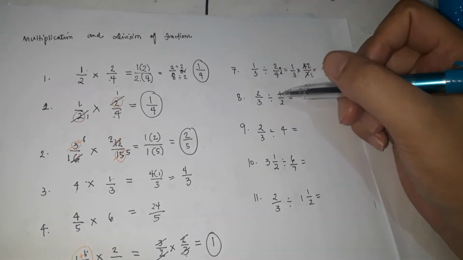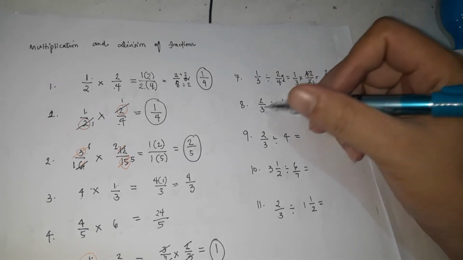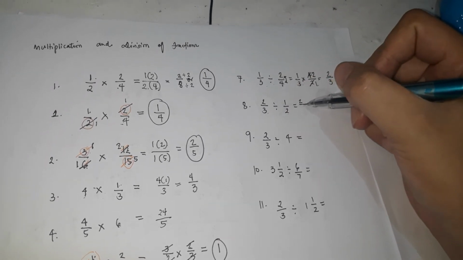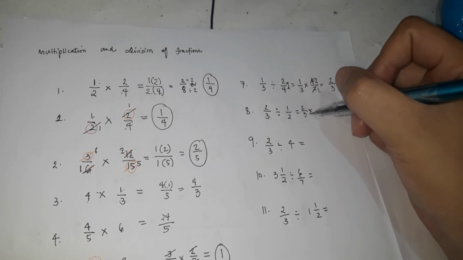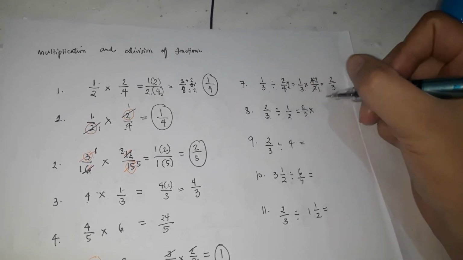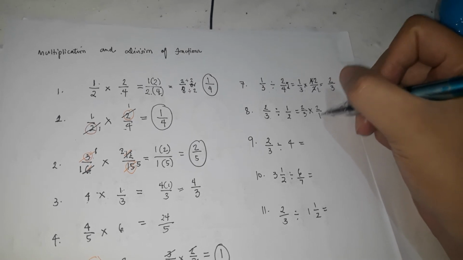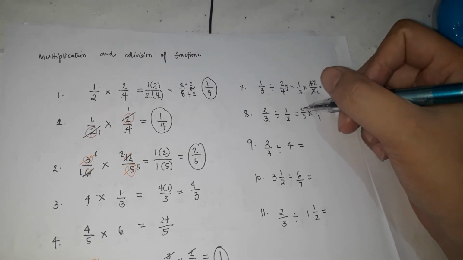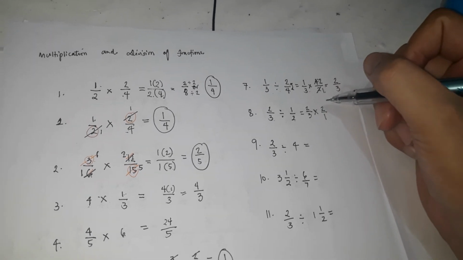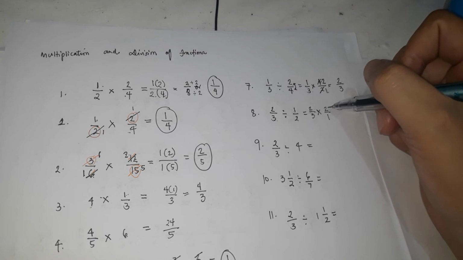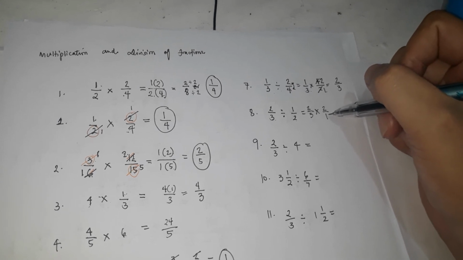Next, 2/3, i-divide mo by 1/2. So, copy yung una. Ang division magiging times. Ang 1 over 2 magiging 2 over 1. Pwede mo bakang makancel si 2 at saka si 2? No, kasi dalawa sila nasa taas, hindi mo sila pwedeng i-cancel. Pwede mo lang i-cancel kapag nasa baba ang isang 2.